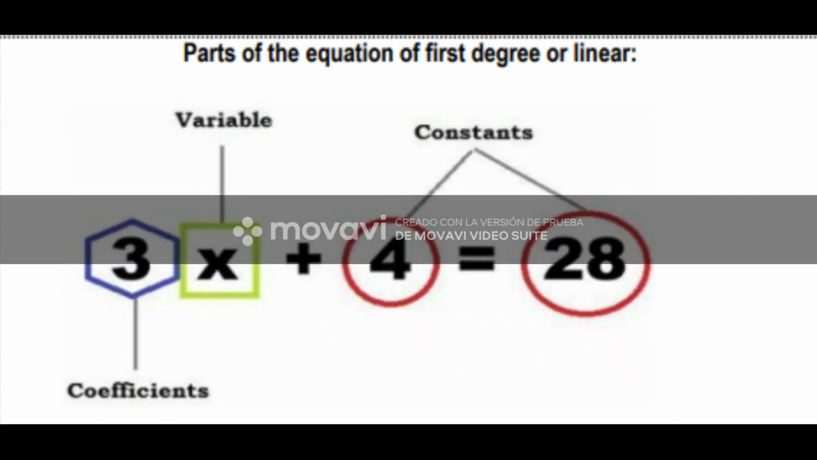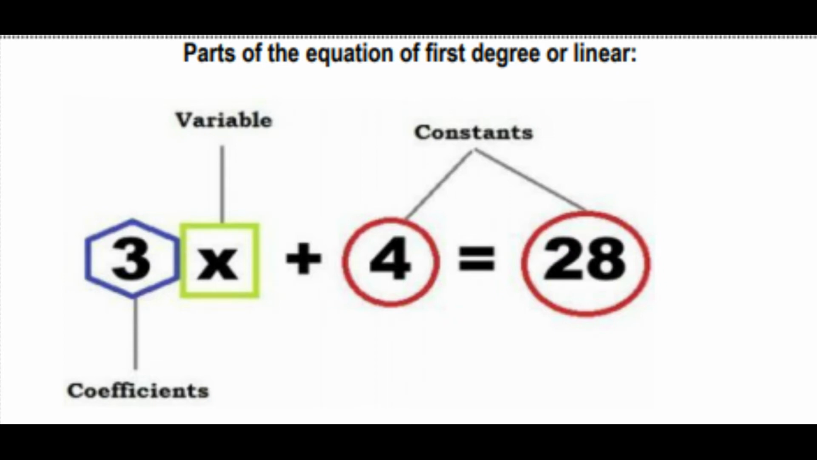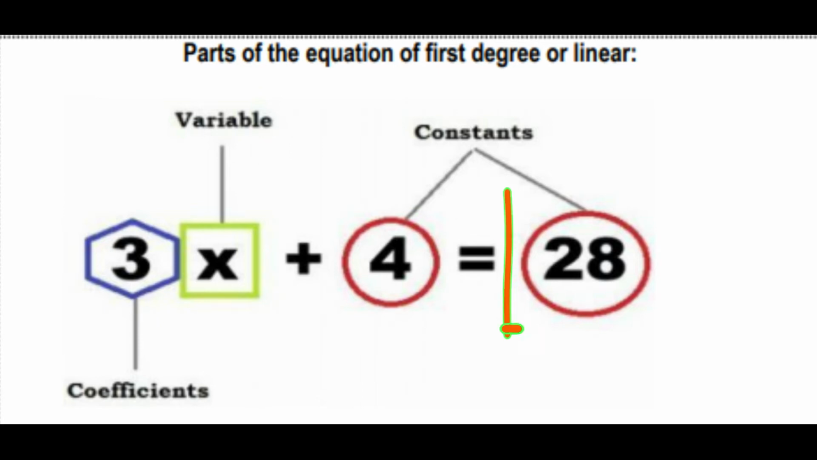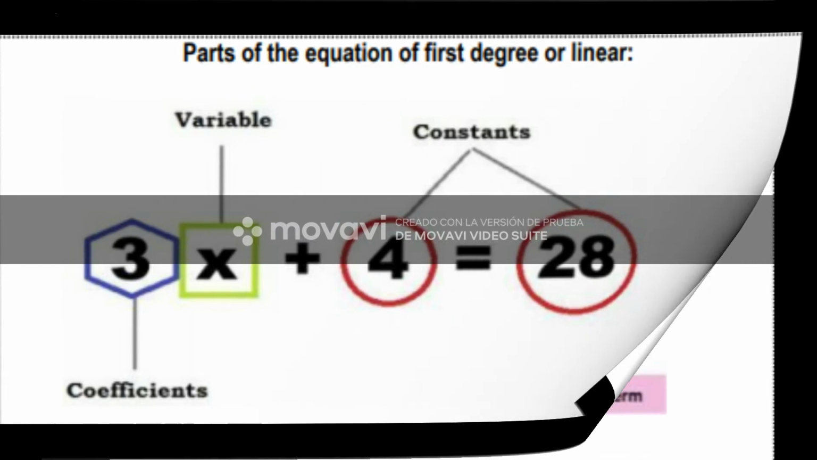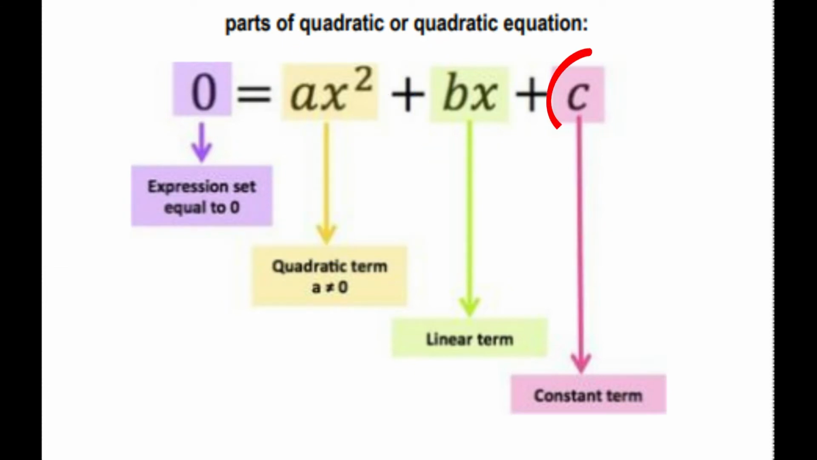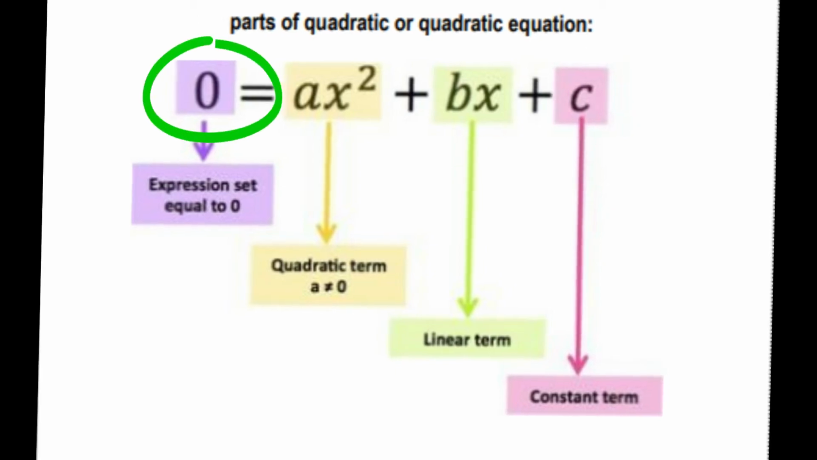To begin, I will tell you about the equations of the first degree. These are formed by two members, which are the first and the second member. Inside are the coefficient, the variable, and two constants. In the case of the quadratic equation, it is composed of the quadratic coefficient, linear coefficient, independent term, and in some cases it is equal to 0.